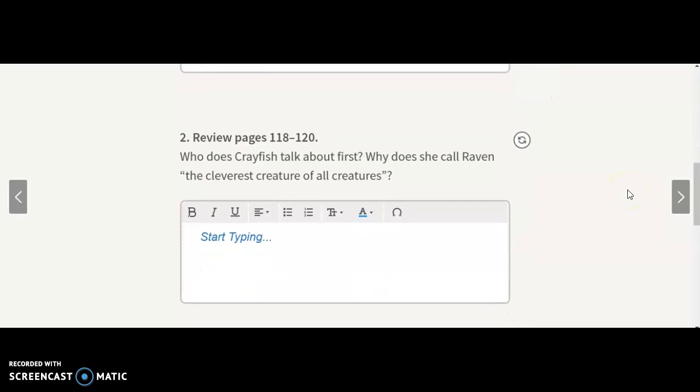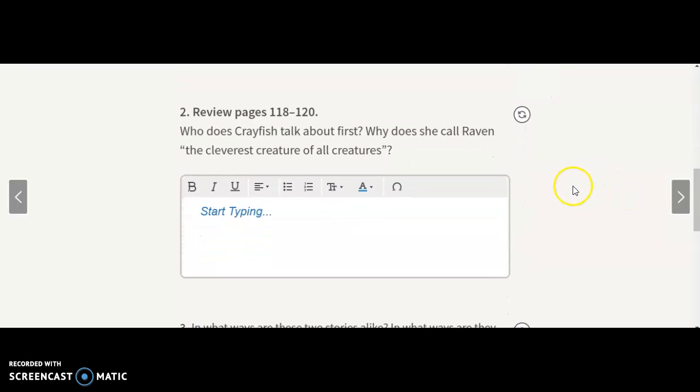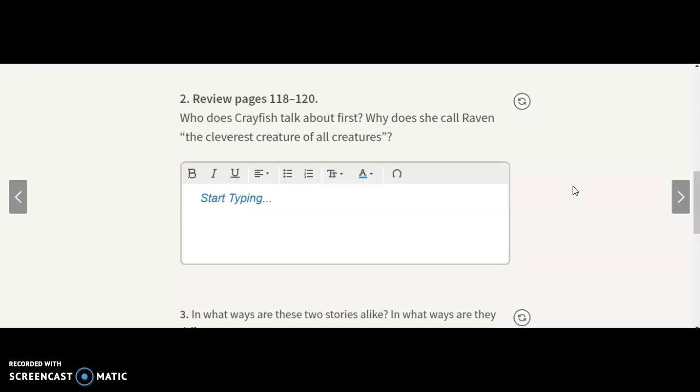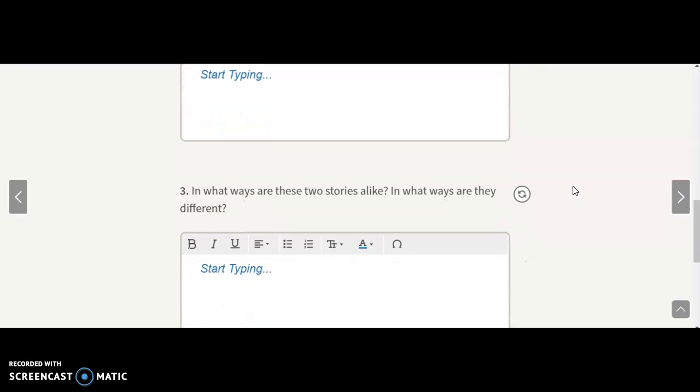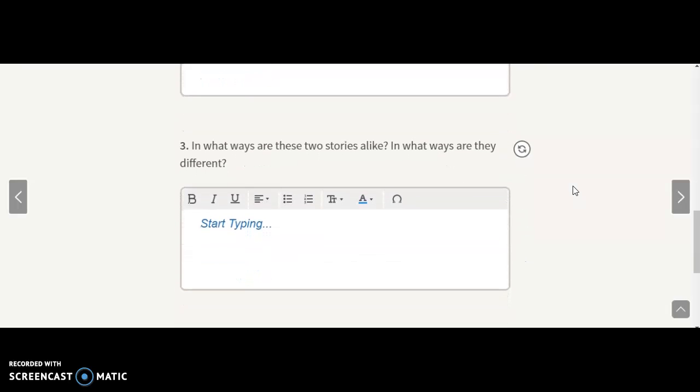Number 2, review pages 118 through 120. Who does Crayfish talk about first? And why does she call Raven the cleverest creature of all creatures? And number 3, in what ways are these two stories alike? And what ways are they different? So you're going to compare and contrast.